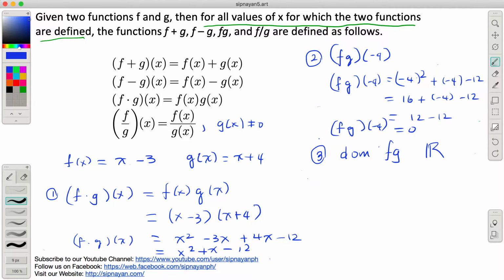Okay, so maiksi lang, no? Kasi madadali lang examples natin. But we will have a more complicated example in the next video.